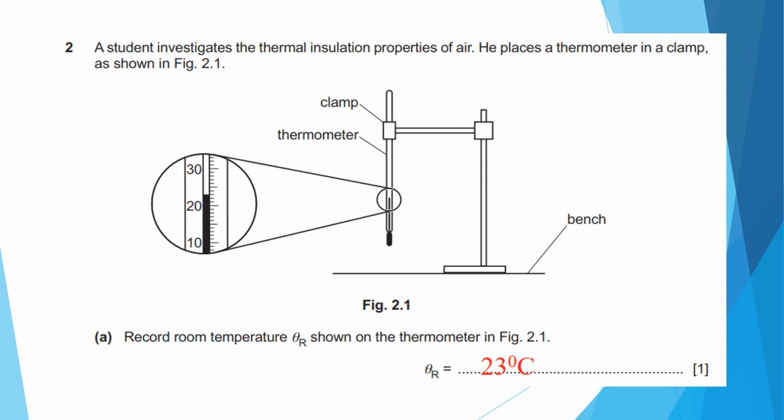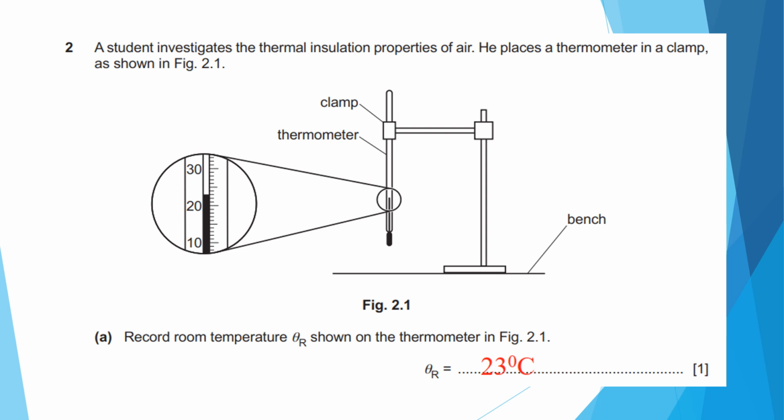Second question. A student investigates the thermal insulation properties of air. He places a thermometer in a clamp as shown in figure 2.1. So observe the diagram carefully. The thermometer reading is given in a zoomed picture.